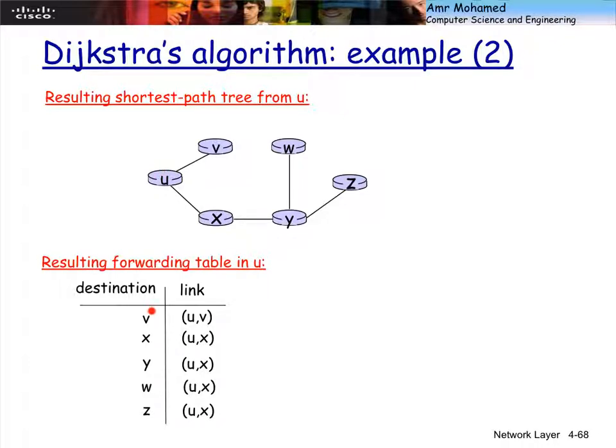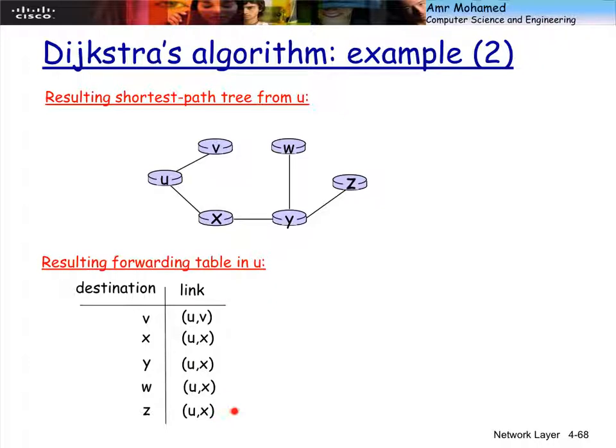So basically, the forwarding table is easy. So I have all the other nodes in the forwarding table. So I have V, I have X, I have Y, I have W, and I have Z. So it's very easy to figure out that given this shortest path tree, if I need to reach V, I need to go UV.